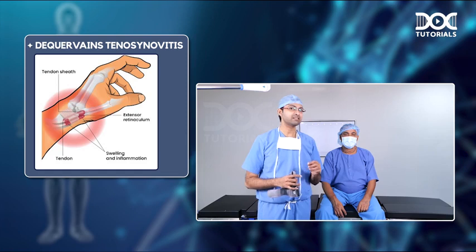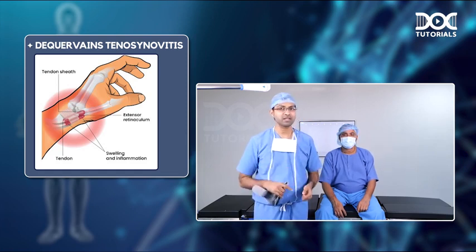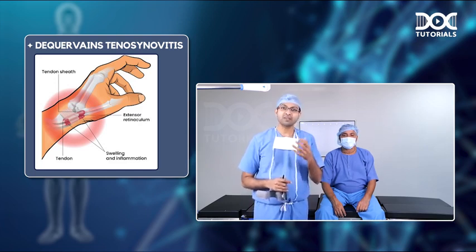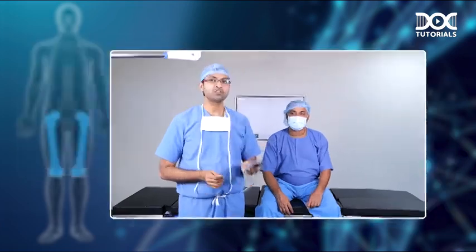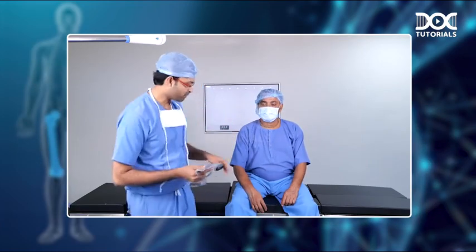What is that? It is a condition where there is inflammation of the first dorsal compartment tendons, which are your abductor pollicis longus and extensor pollicis brevis. And in order to relieve the symptoms of these tendons, you can apply the thumb spica splint. Now let's see how we apply the thumb spica splint.